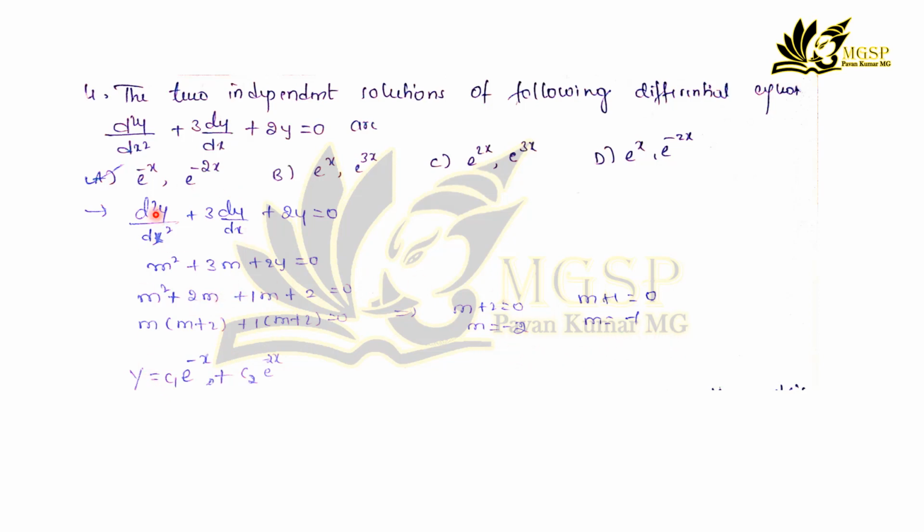So here in the options they have given e power minus ix and e power minus 2x. So the value we got is here. You can just see and verify. So this is the correct one.